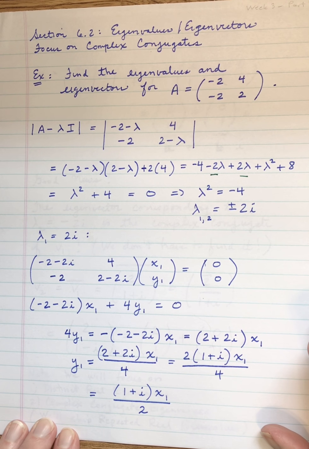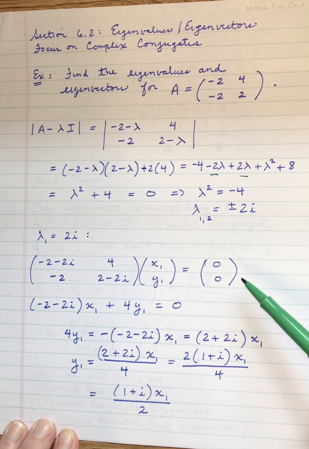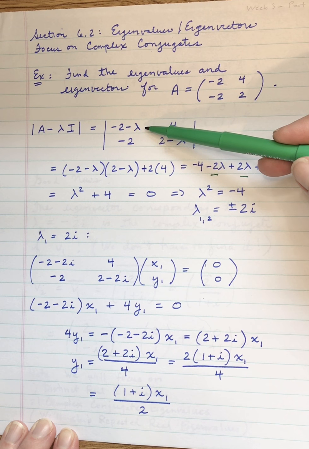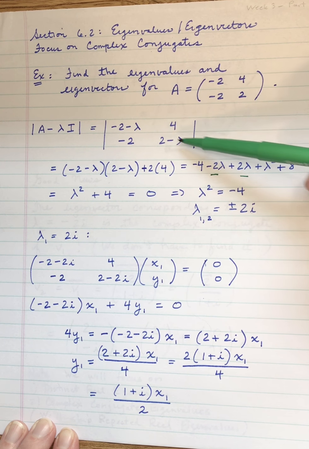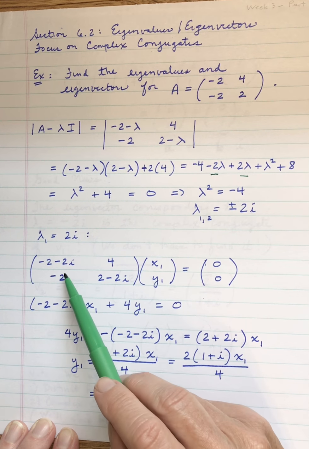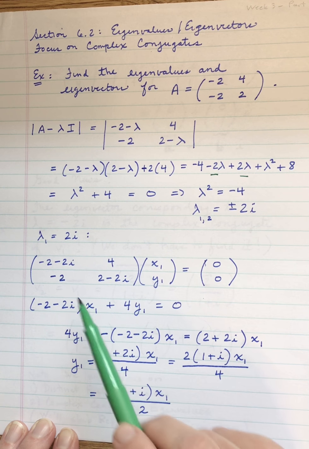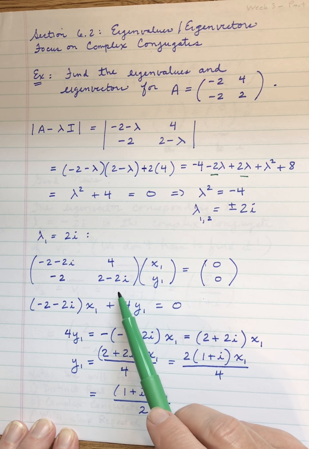Well, let's see what happens now. Things will look a little different now because we're substituting imaginary numbers into our equations. So remember, we're going to subtract 2i in the place of the lambdas here. So we end up with minus 2 minus 2i and 2 minus 2i.